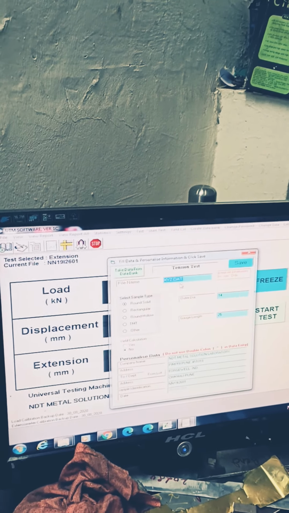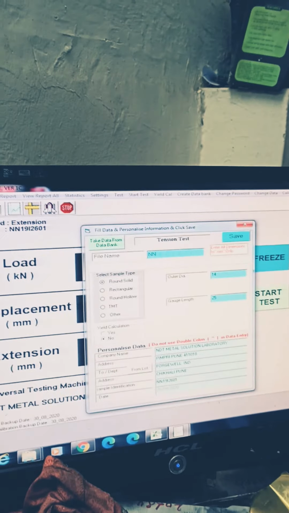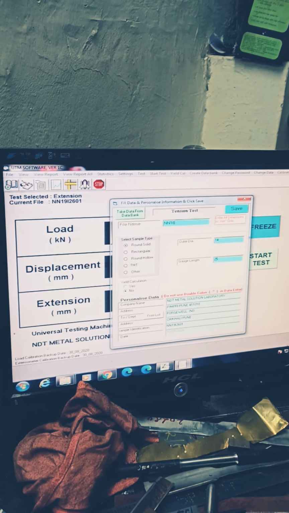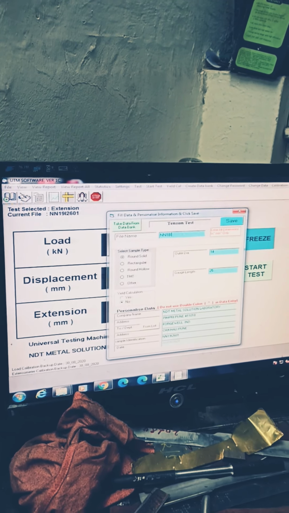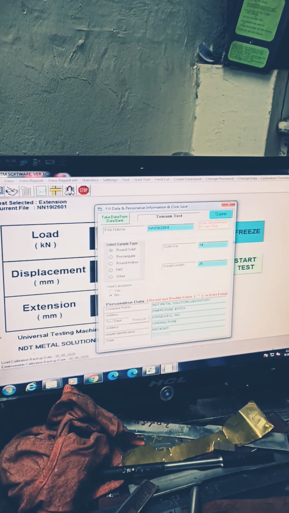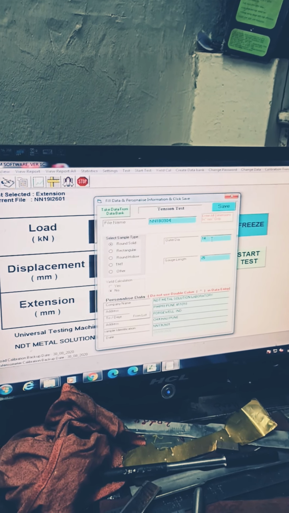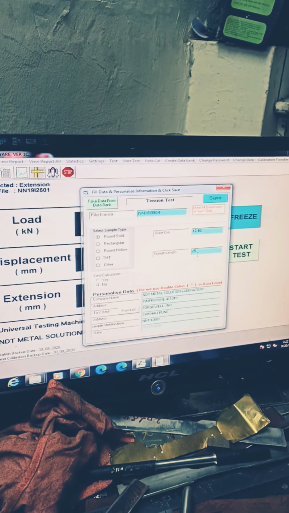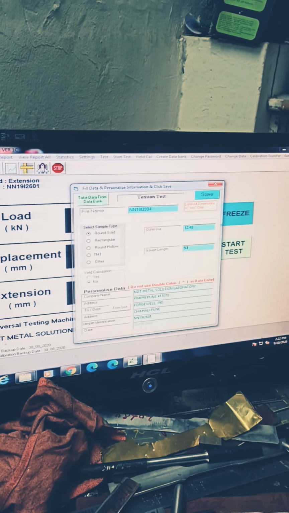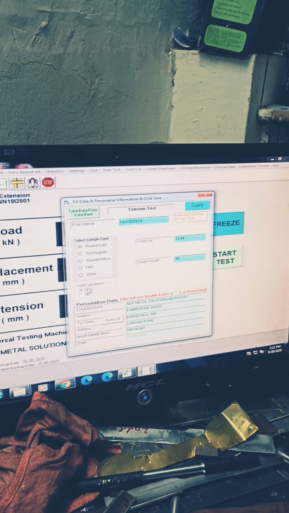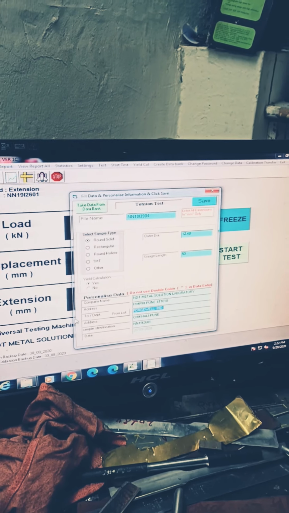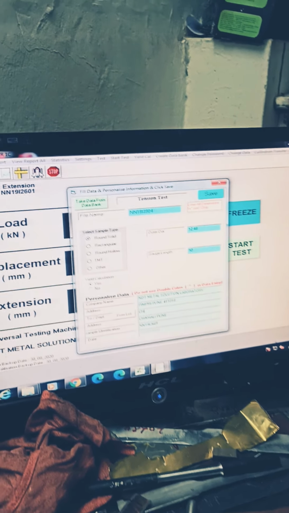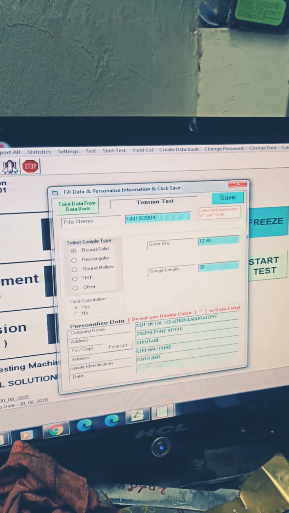We are going to get a tensile graph, that is a load versus displacement graph. For that, we are inputting the data in the software. NN18I3904 is the sample identification given by the laboratory. Outer diameter, as we have observed, is 12.48. Gauge length is 50. And all the details of the customer have been put in, as you can see.